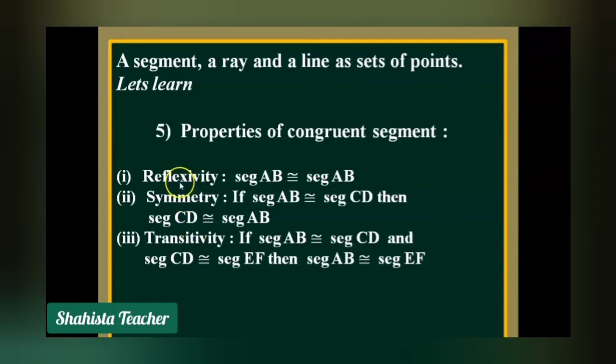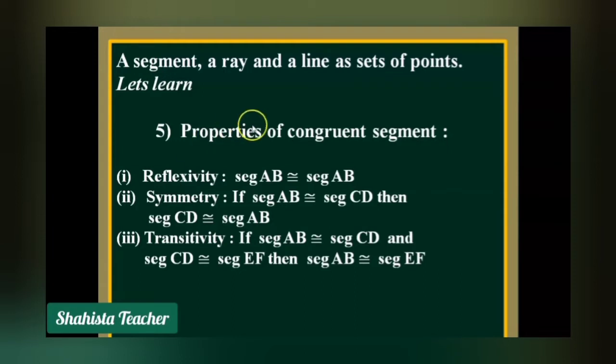Now, first I will explain the reflexive property. The meaning of the reflexive property of congruence is that a segment, an angle, a triangle, or any other shape is always congruent or equal to itself. It is always equal to itself.